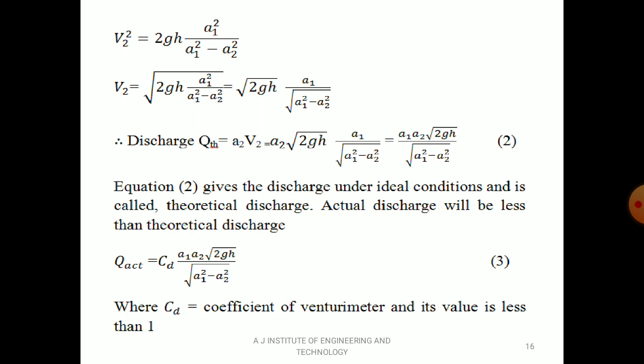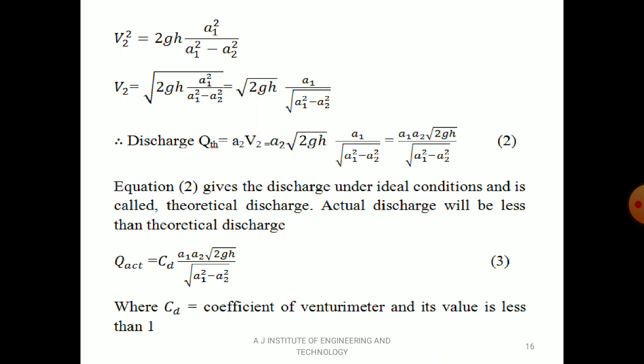Now we have to get the expression for actual condition. So actual discharge will be less than theoretical discharge. So Q actual equals Cd into A1 A2 square root of 2gh divided by square root of A1 square minus A2 square. Take it as expression 3. Now what is Cd? Cd equals coefficient of Venturimeter, and its value is less than 1. When the loss of head is equal to 0, in that case the value of Cd is equal to 1. Then Q actual equals Q theoretical.